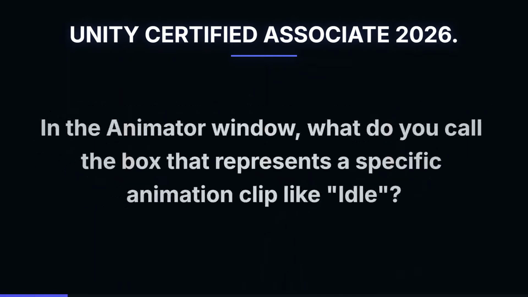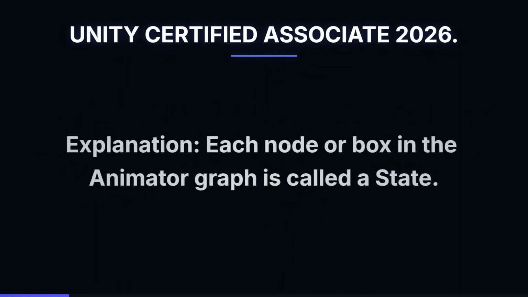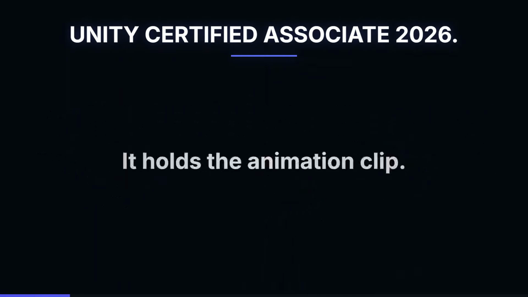7. In the animator window, what do you call the box that represents a specific animation clip like idle? Answer: state. Explanation: each node or box in the animator graph is called a state. It holds the animation clip.